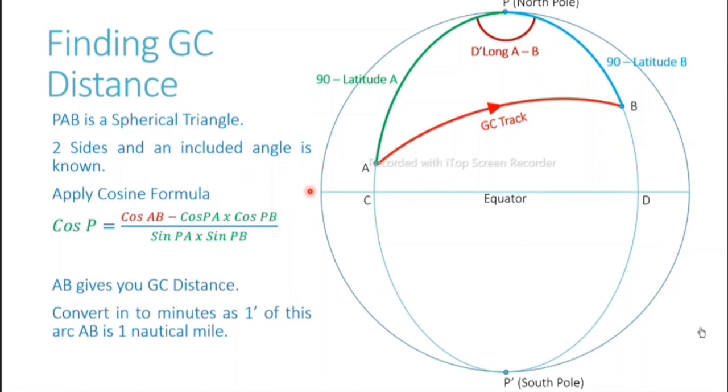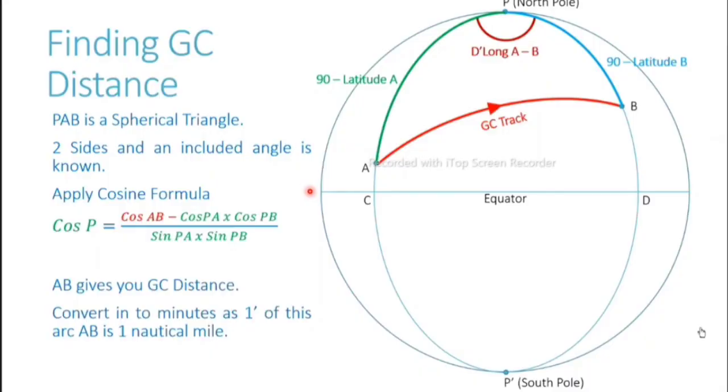Now, fortunately, 1 minute of arc of a great circle on the surface of Earth is equal to 1 nautical mile. So this side AB converted into minutes gives us the great circle distance. So from the calculator, when you apply the cosine formula, the calculator is going to give you the value of AB in degrees and minutes or decimal of a minute. We have to convert it into whole minutes.